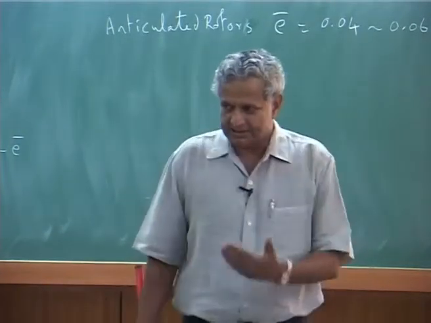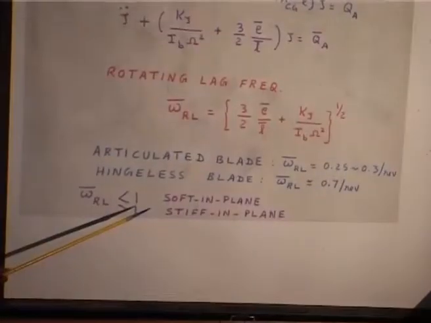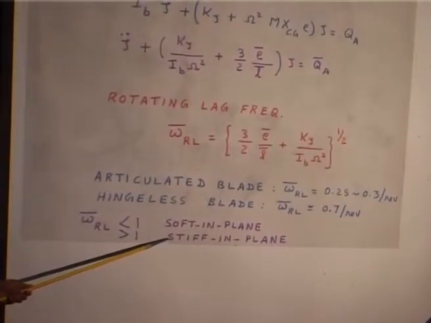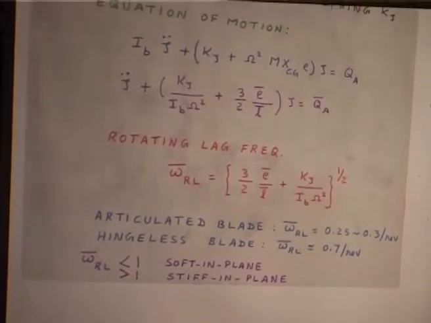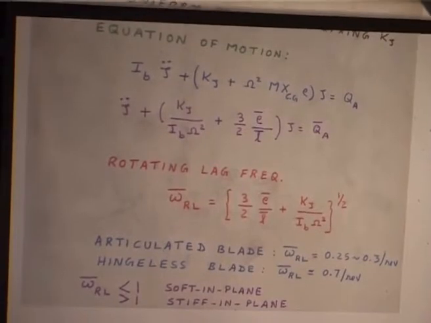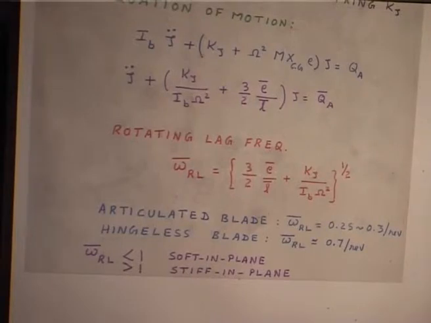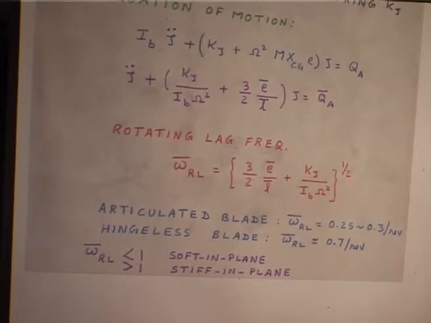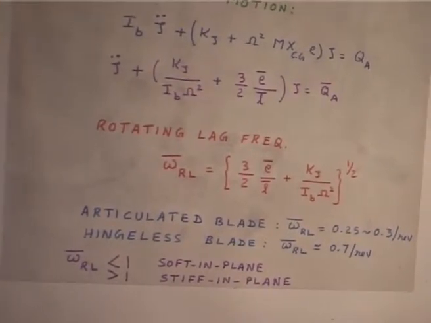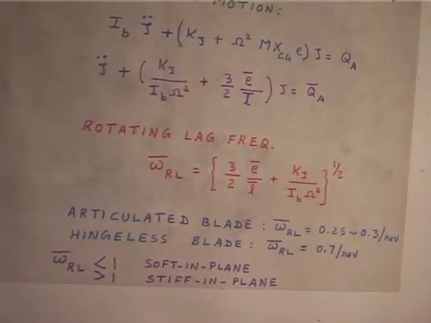I will not go into the details of that. Usually, if you take a stiff in plane rotor blade, stiff in plane means that the lead lag frequency is greater than 1. You keep it around 1.5 or 1.4. Then technically you can avoid the flap lag instability, but you have to keep it far away.